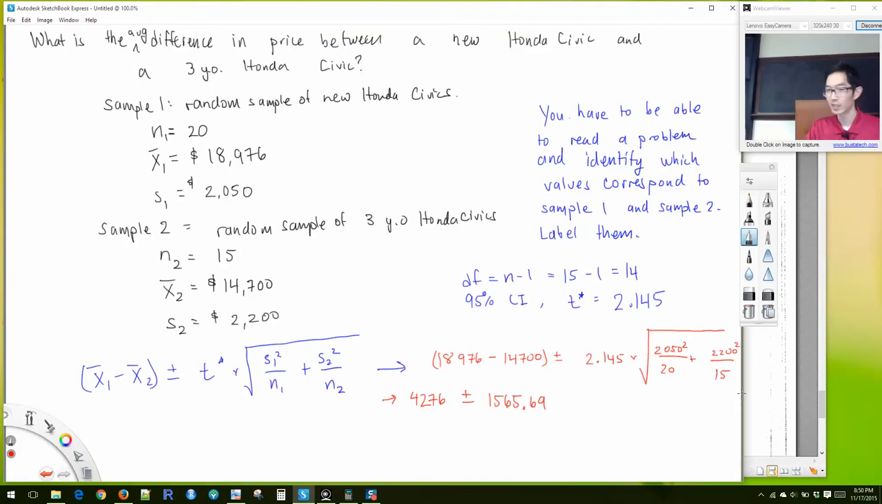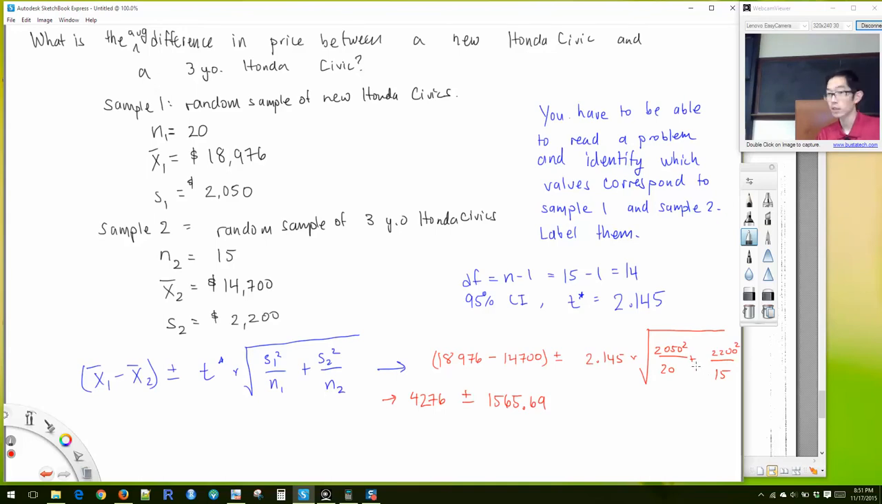Okay, from the blue T to the red, all I did was take our numbers over here, because I labeled every single one of them, and plug them in. Where X bar 1 is, I plugged in 18976, and then I plugged in 14700, plus or minus our T star, which we found from our table, and then I plugged in S1 and N1, S2 and N2. Then I did the calculation. This is just a matter of plugging it into your calculator, so it might be a good exercise to make sure you can get this value on your calculator.